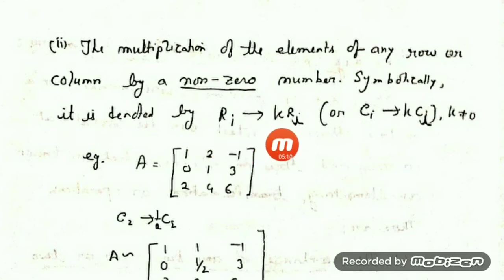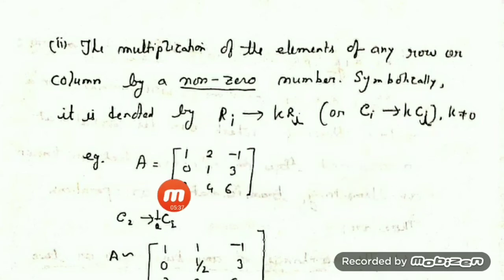Multiplication means division is also possible, because if you multiply by the multiplicative inverse, suppose you are dividing by 2 or multiplying by half, is it not the same? So multiplication possible means division is also possible because we are using a non-zero number here. If you apply it in a column, it is denoted by ci takes the position of k into ci. Okay, now let us see how to apply it.